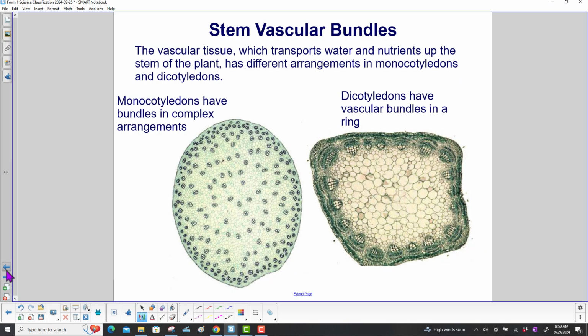The vascular tissue, which transports water and nutrients up the stem of the plant, has different arrangements in monocotyledons and dicotyledons. The monocotyledons have bundles in complex arrangements. Got all these different bundles here, all spread out. Dicotyledons have vascular bundles in a ring. And here they are, right around the ring there, and they're all bunched together.